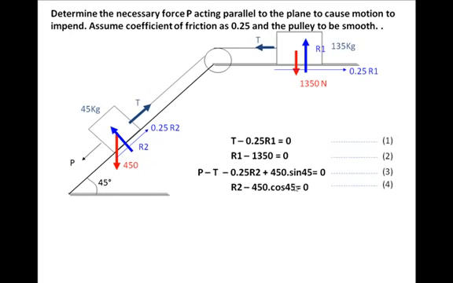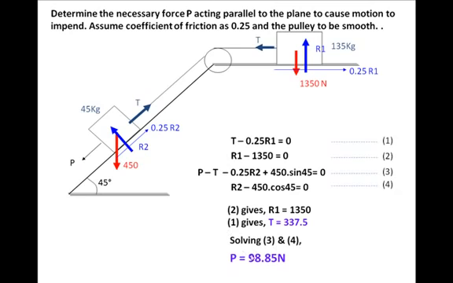So I have these four equations. 2 gives straight away R1, and putting that in 1 gives straight away T. And using this T and R2 in 3 and 4, we will get P as 98.85, which was what was required for us to find. So this is how we have tried to do it. We have followed similar steps and done this second problem. Thank you.